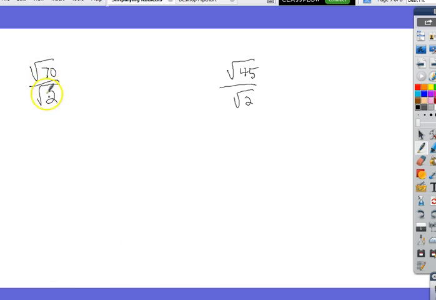All right, so when I did this one right here, I divided 70 by 2, and that took the radical out of the denominator. So now I just need to check and see if that will simplify. I go ahead and prime factor that, and it's 5 and 7. There's no pairs there, so that's simplified. So the simplification of square root 70 over square root 2 is equal to root 35. Here it's a little bit different. 2 won't go into 45, so I'm going to have to rationalize the denominator.